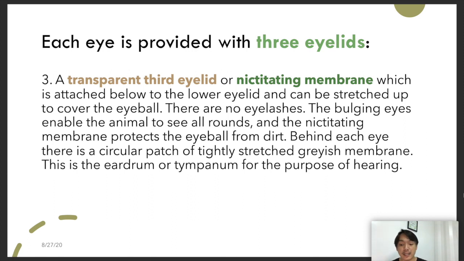Okay, because they feed most of the time on insects, they must be attentive to capture the prey. The bulging eyes enable the animal to see all around, and the nictitating membrane protects the eyeball from dirt and other substances. Behind each eye, there is a circular patch of a tightly stretched grayish membrane. This is the eardrum or the tympanum, for the purpose of hearing.